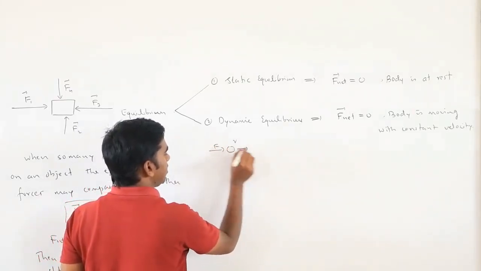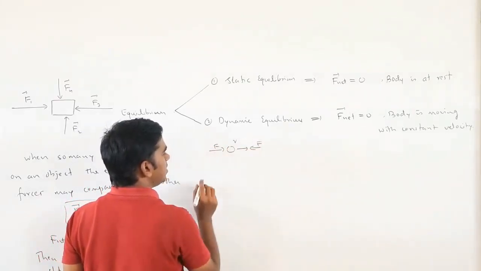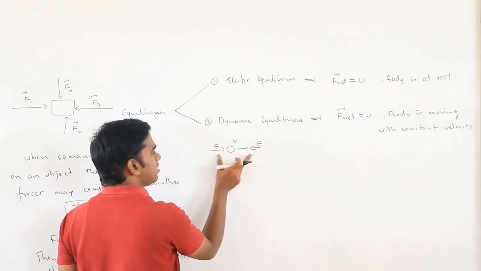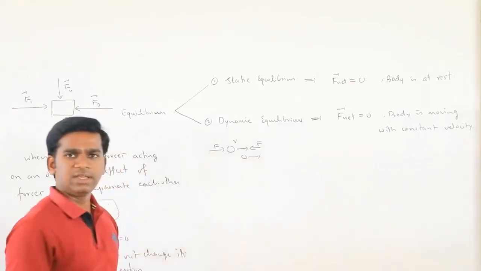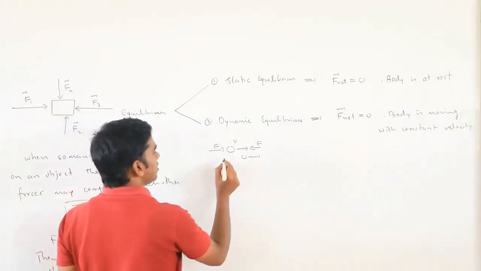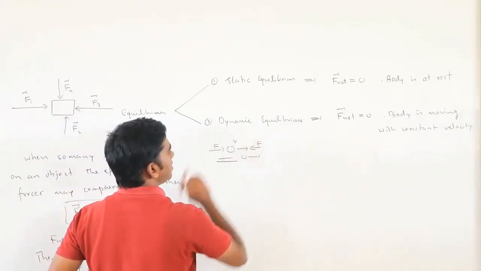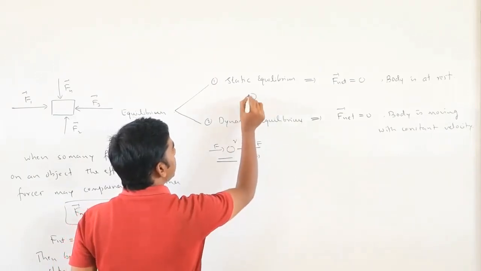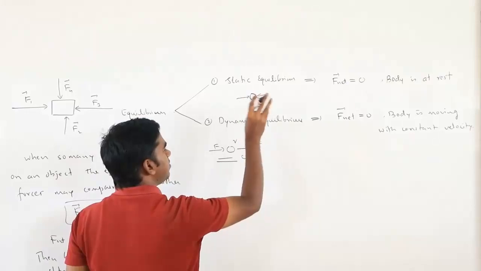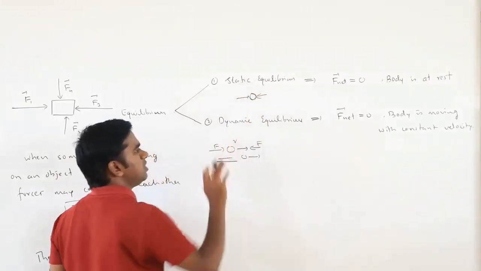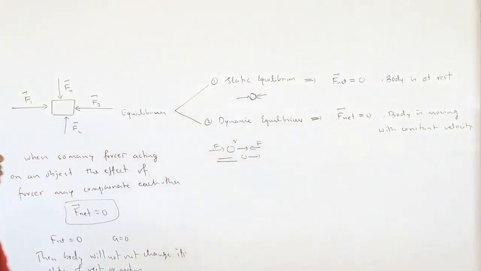Of course, forces are acting from this side also, and from this side also, and the forces get cancelled by each other. That will not affect the motion of this object. This kind of situation we call dynamic equilibrium. Here, forces act from both sides and make the body come to rest, and it will not allow the body to move. That kind of equilibrium we call static equilibrium.